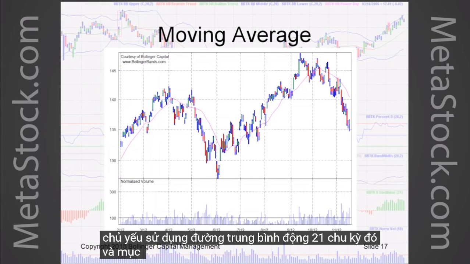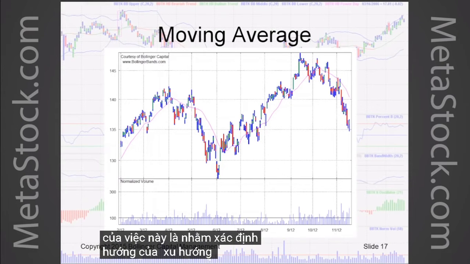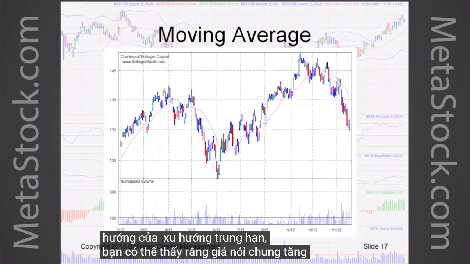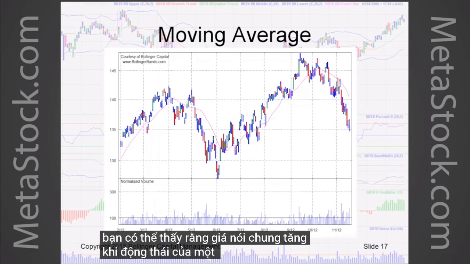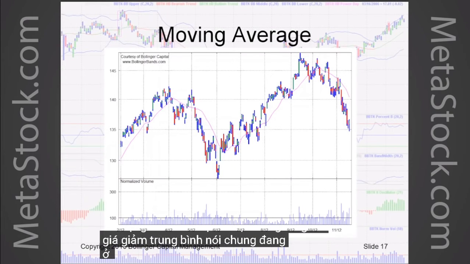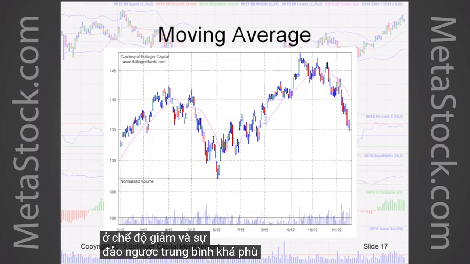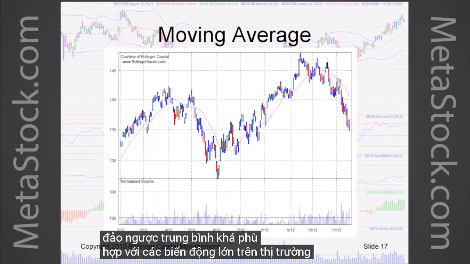And the purpose of this is for two things. It's to define the direction of the intermediate term trend. You can see that prices rise generally when the average is rising. When the average is falling, prices are generally in a falling mode, and the average reverses quite nicely with the major swings in the market.